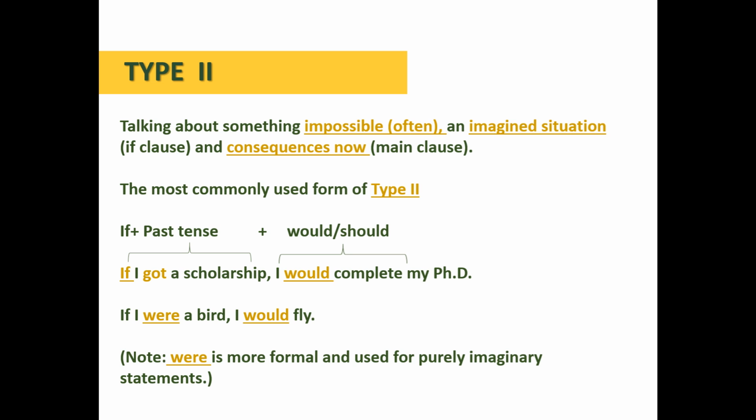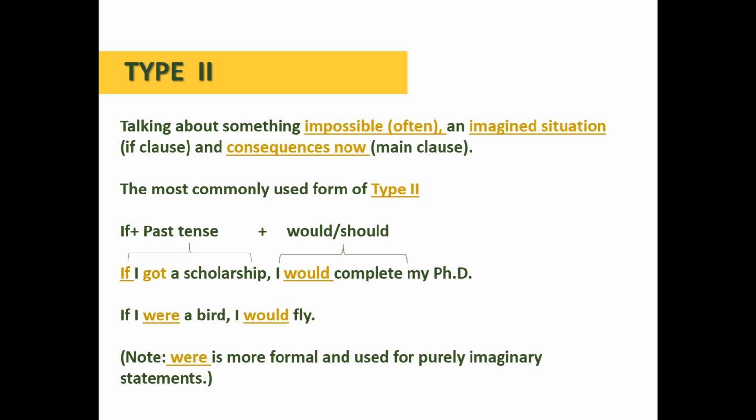So you need to remember the structure. In type 1 we talked about the structure which was there in present tense, and here in type 2 in the if clause we used past tense, and in the main clause we used would or should plus the base form of the verb. Now one more example I've written here: if I were a bird, I would fly.